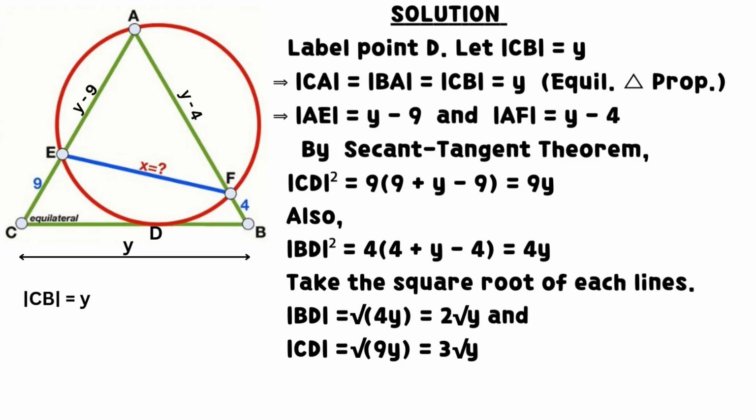Take the square root of each line. Line BD equals the square root of 4 times y, which equals 2 times the square root of y, and line CD equals the square root of 9 times y, which equals 3 times the square root of y.